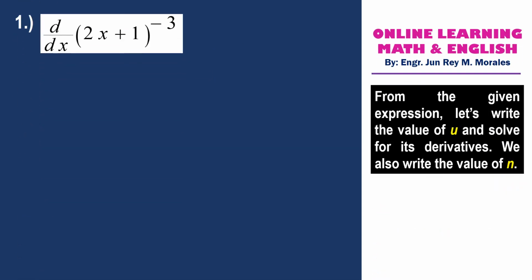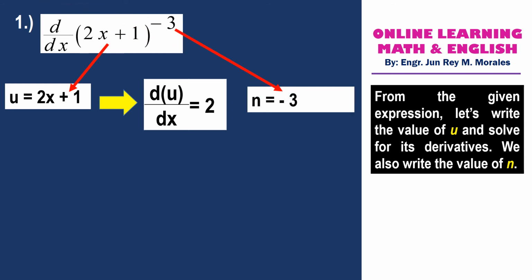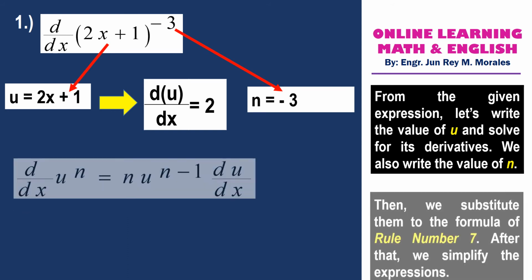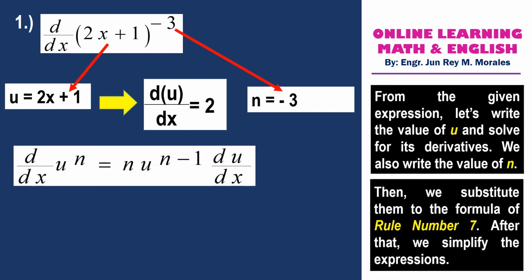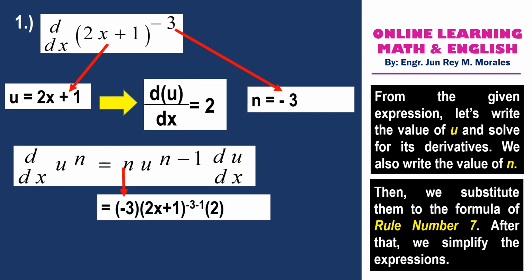From the given expression, let's write the value of u and solve for its derivative. We also write the value of n. Then, we substitute them to the formula of rule number 7. After that, we simplify the expressions.